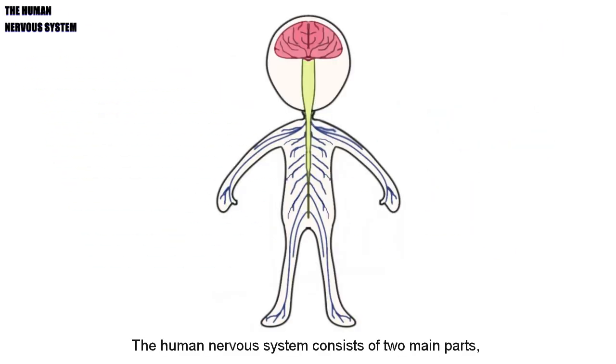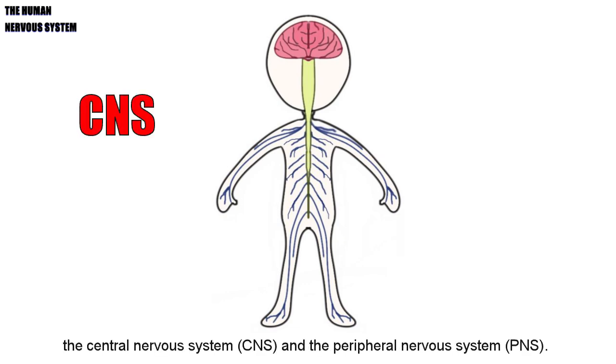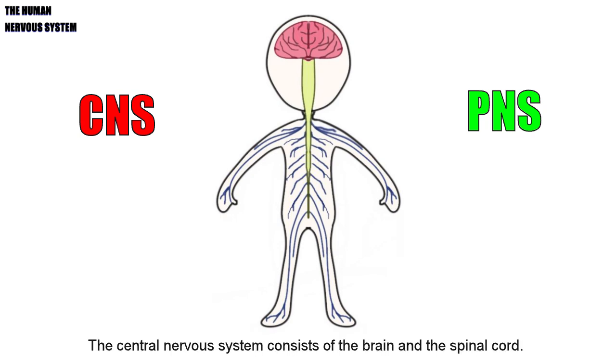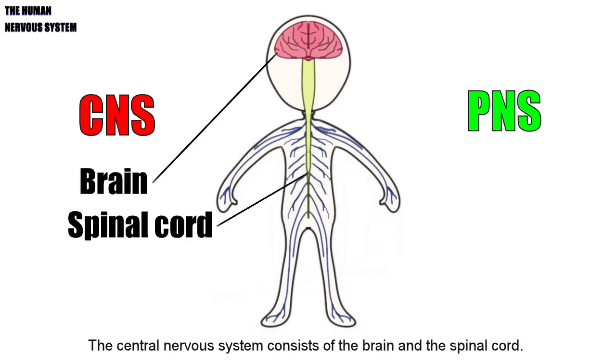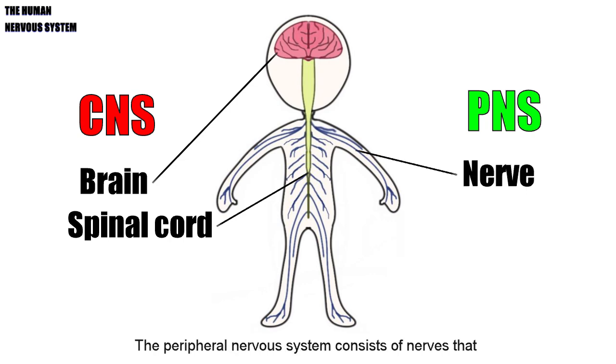The human nervous system consists of two main parts: the central nervous system (CNS) and the peripheral nervous system (PNS). The central nervous system consists of the brain and the spinal cord. The peripheral nervous system consists of nerves that connect the body to the central nervous system.